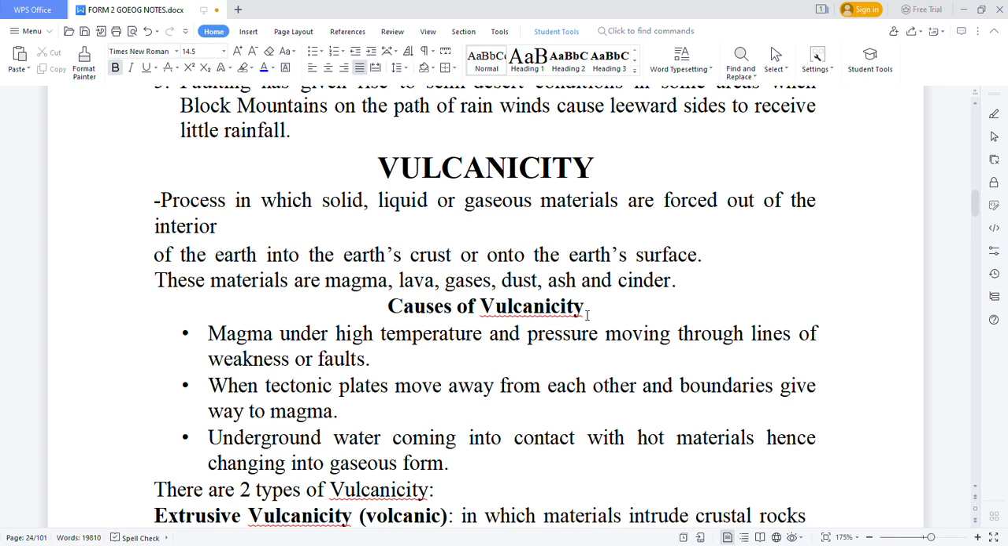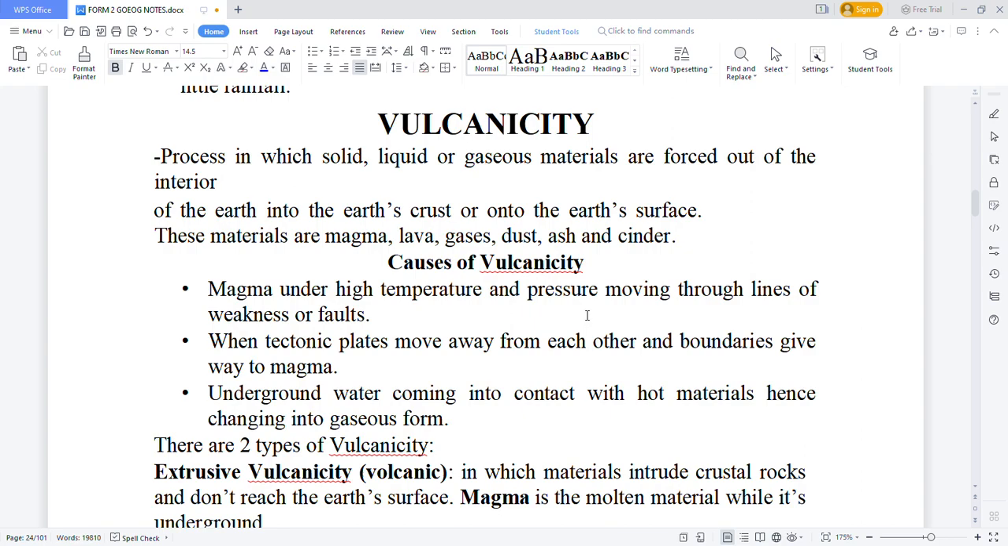Let's talk about volcanicity. So as I said, I will always do a 1 hour video. We are going to proceed from this in our lesson 2, where we are going to talk about volcanicity. So have a nice time.